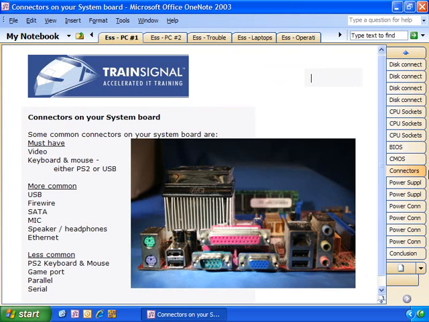All right, now we can talk about connectors on your system board. And I know we talked about a few of these already, but I want to cover them in detail, make sure you fully understand the connectors that might be on your system board. So first off, you must have video, you must have keyboard and mouse. Notice on the system board down here, here's the VGA port, 15-pin staggered port, and that's what connects to your monitor. That's your video port. You have to have it. You also have to have keyboard and mouse.